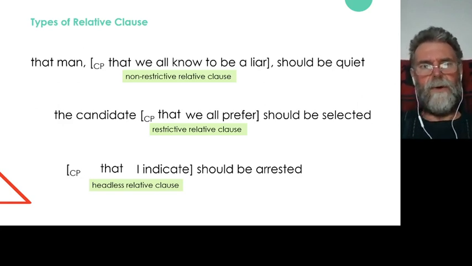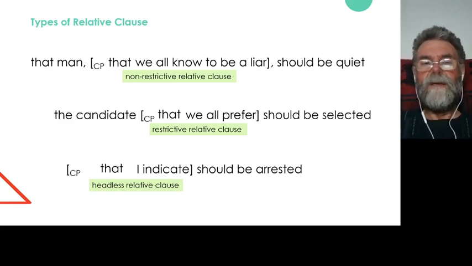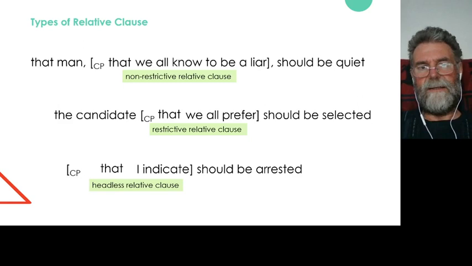That just doesn't work. Similarly, you can't do that with a headless relative. That I indicate should be arrested. But it's perfectly okay with a restrictive relative clause. The candidate that we all prefer should be selected.